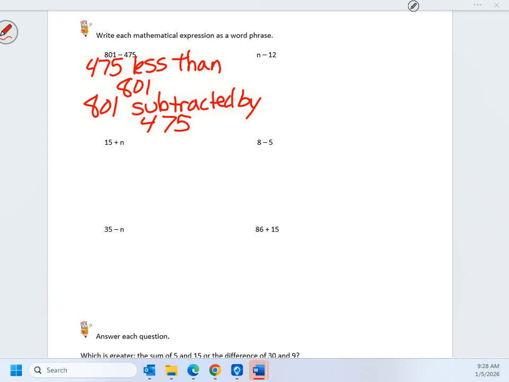Let's look at our second one. Or, you know what, let's go straight below. Let's do an addition one. What would an expression be for this one with the 15? Haley. A number more than 15.